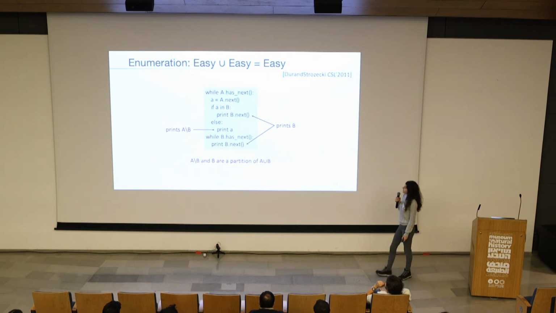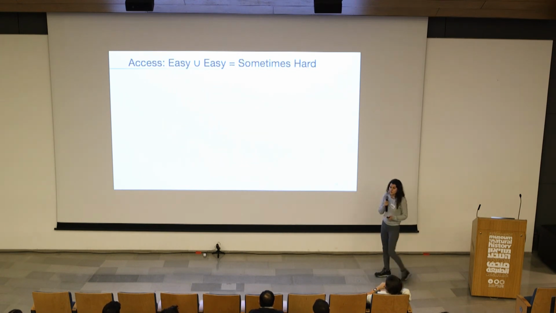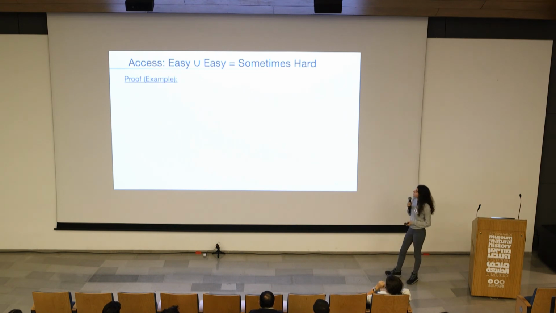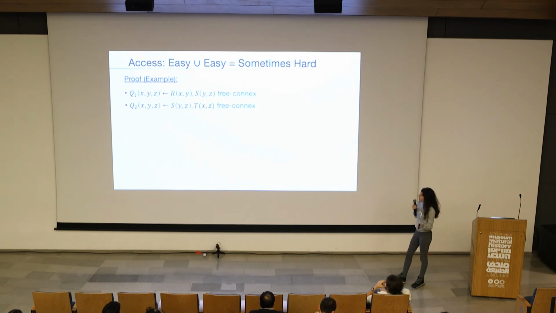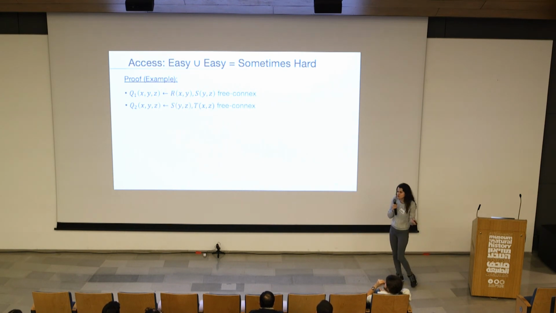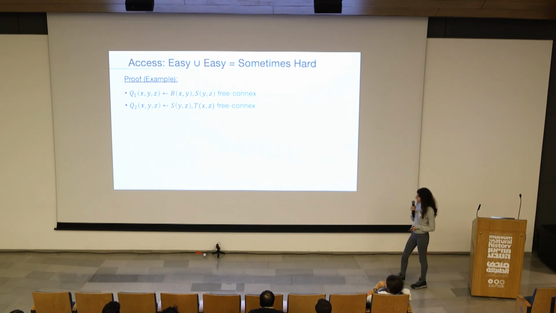Okay, so for enumeration, a union of two easy problems is easy. Now we want to know what happens with random access. And actually, we show that for random access, a union of two easy queries can sometimes be hard. Here's an example. These two queries are both easy. They're free-connex. They contain just two relations. There are no projections. So they're very easy to solve.